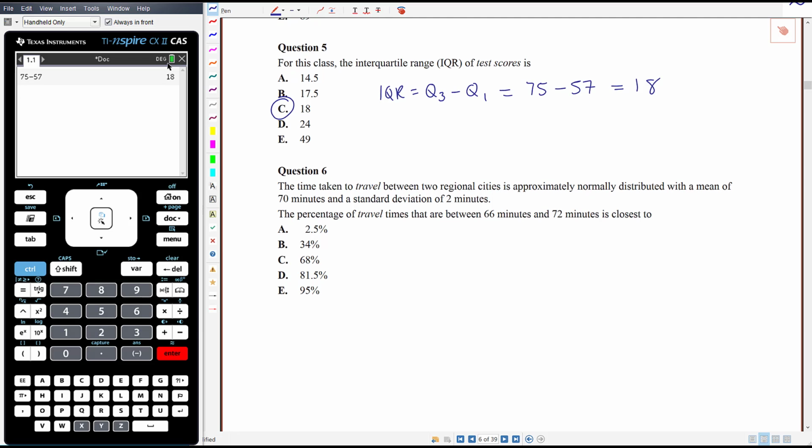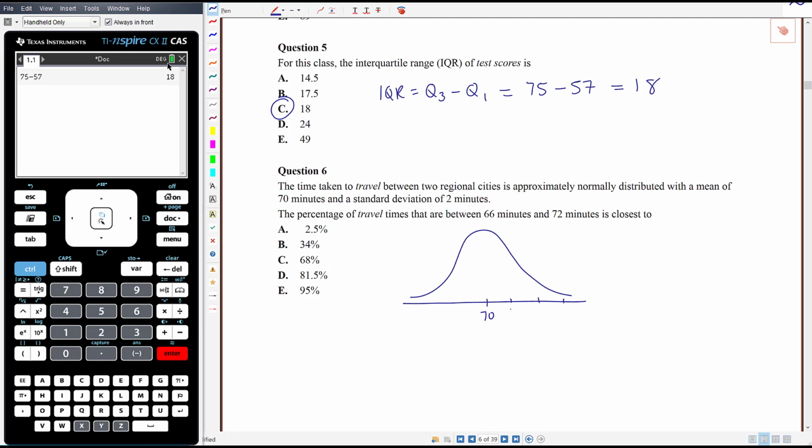Okay, question 6. The time taken to travel between 2 regional cities is approximately normally distributed with a mean of 70 minutes and a standard deviation of 2 minutes. The percentage of travel times that are between 66 and 72 minutes is closest to... Okay, so let's think about what we've got here. We've got a normally distributed variable. The mean time is 70 minutes and the standard deviation is 2 minutes.